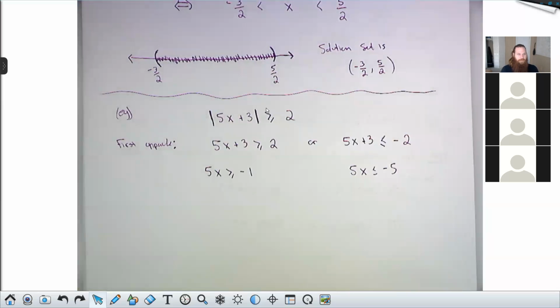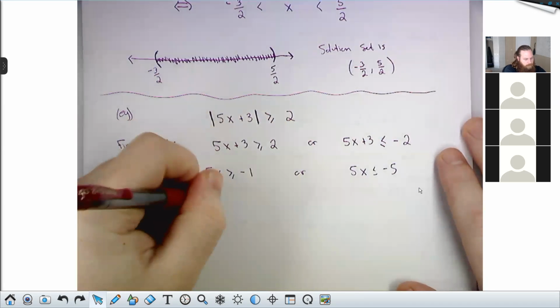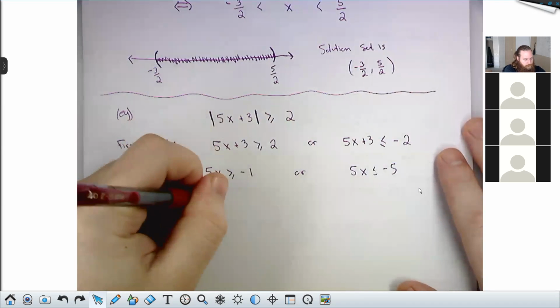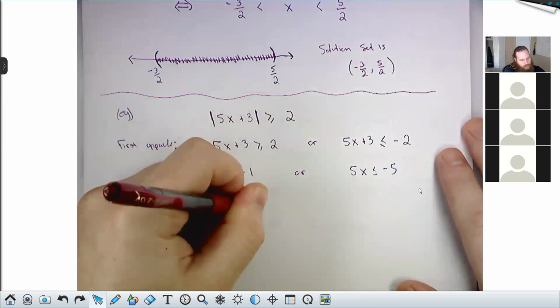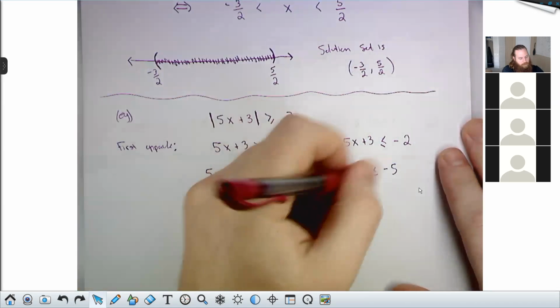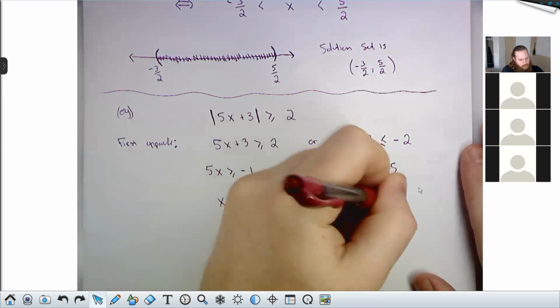From there, I can divide both sides by 5 in each of these. And it's good habit to continue writing the word or in between. So if I divide both sides here by 5, I'll get x is greater than or equal to negative 1/5. Or, and if I divide both sides by 5 here, I'll get x is less than or equal to negative 1.